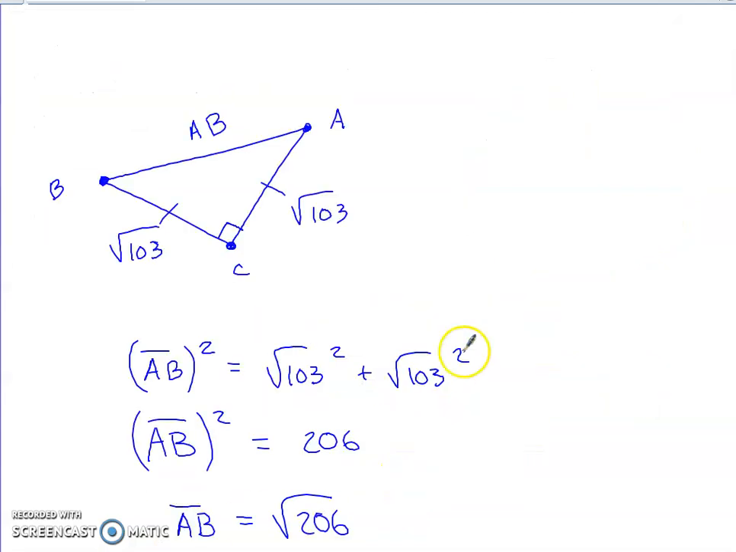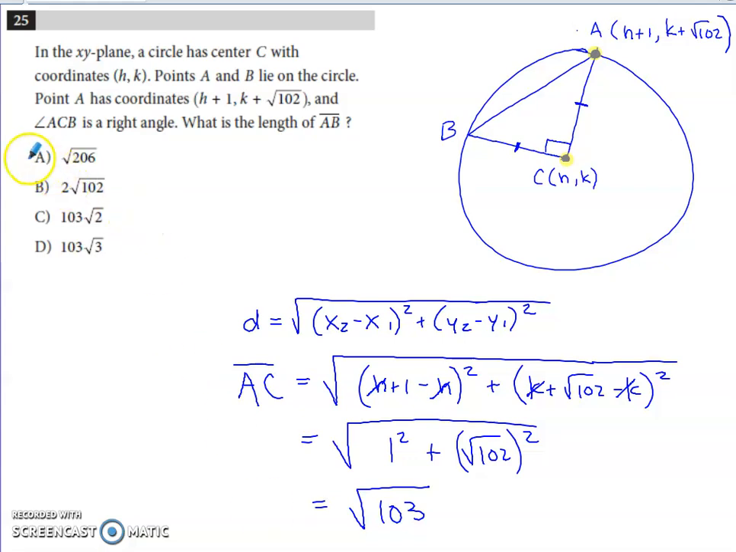So if we go to a new screen here, we'll finish this up. I took the circle away. I know I have an isosceles right triangle. I know that both of the legs of that right triangle measure square root of 103. So what this boiled down to was a Pythagorean theorem problem. I'm trying to find the measure of this hypotenuse. So the hypotenuse squared has to be equal to the leg squared plus the other leg squared. Squaring the square root of 103 gives me 103. 103 plus 103 gives me 206. Undo that exponent of 2 on the length of segment AB, and that tells us that the length of segment AB is square root of 206, and that is option A.